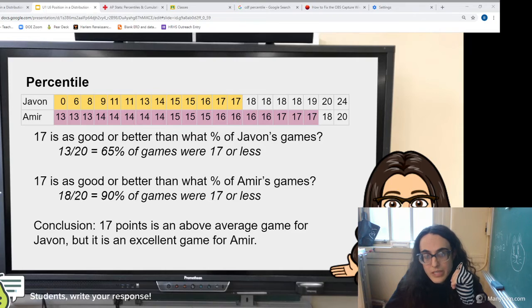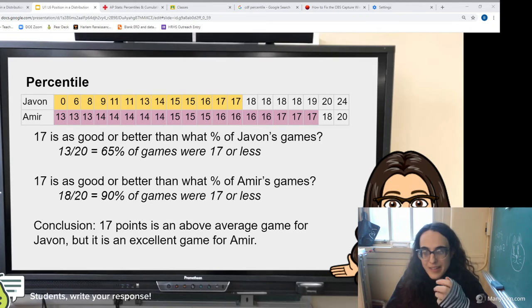But now let's look at Amir. Amir is a much more consistent player. He never scores that little, but he also doesn't tend to score a lot. So actually it's fairly rare for him to score 17 points. 18 out of his first 20 games were 17 points or fewer. That means only 2 of them were better than 17, in contrast to Javon, where 7 of his games were better than 17.